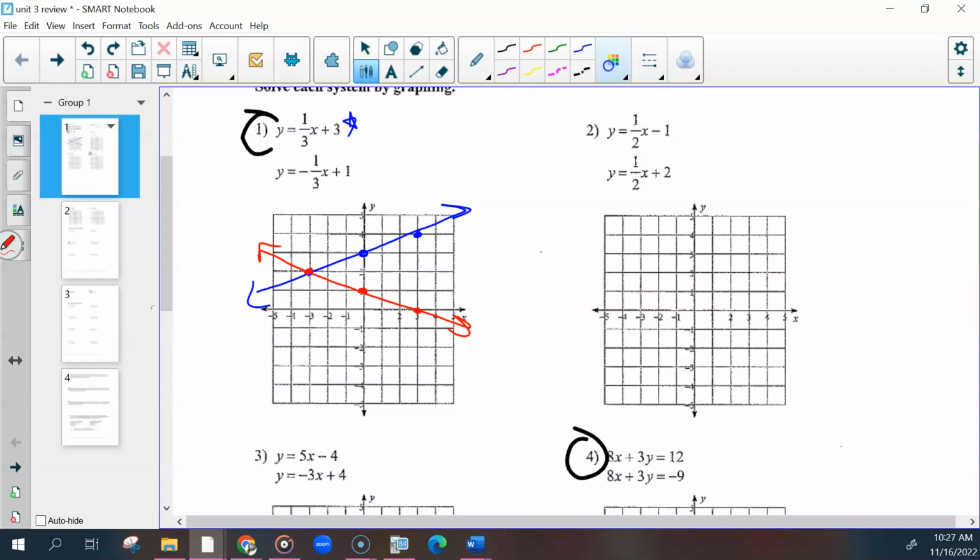Okay. So the intersection point would be right here at -3, 2. So you would write that as an ordered pair. Questions on that one?